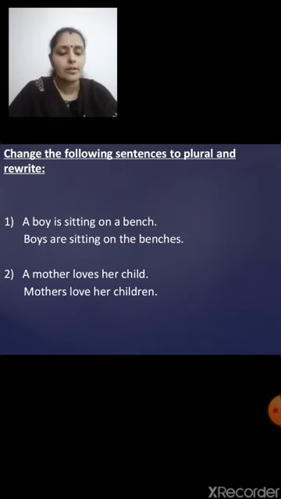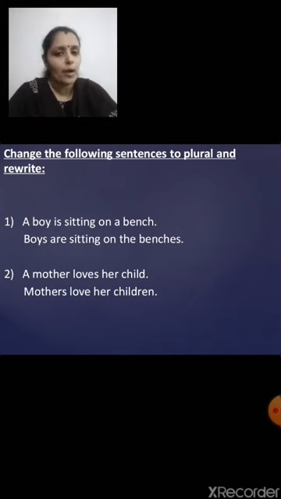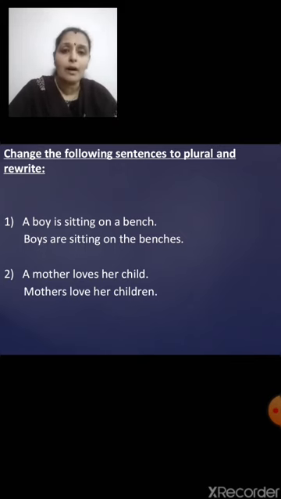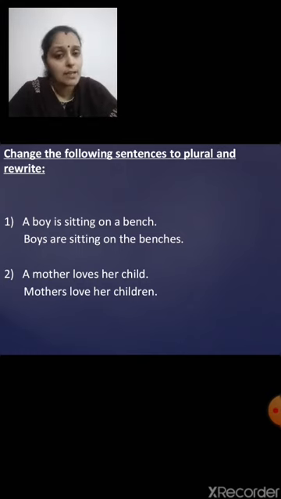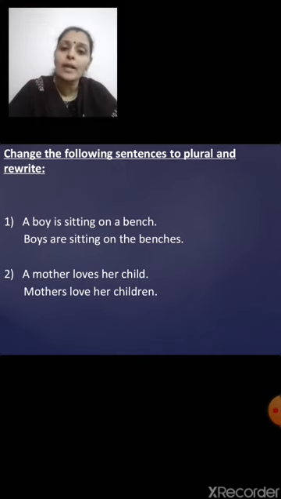Now, I'm going to rewrite the sentence. So, should I write A now? No, because I'm writing the plural form. So, boys are sitting on the benches. I should not write A before boys, right? A is used only when I'm talking about one. So, in plural, there will not be A. So, I have removed the A and I have written boys. Is will become R. When I'm talking about one, I have used is. But when I'm talking about many, I'm supposed to write R. So, boys are sitting on the benches. Again, a bench becomes the benches. Right? So, how did I change the sentence?